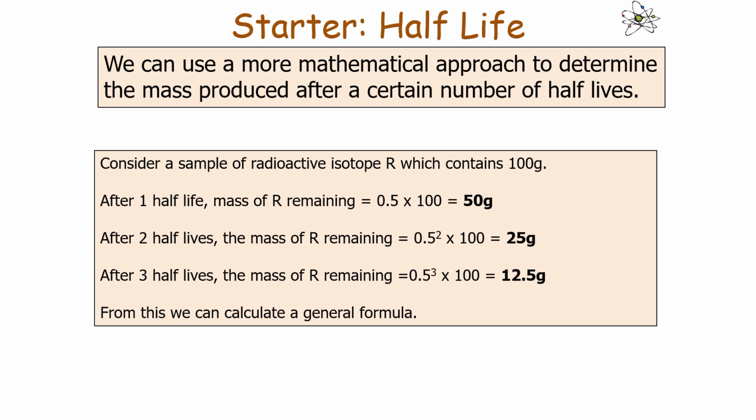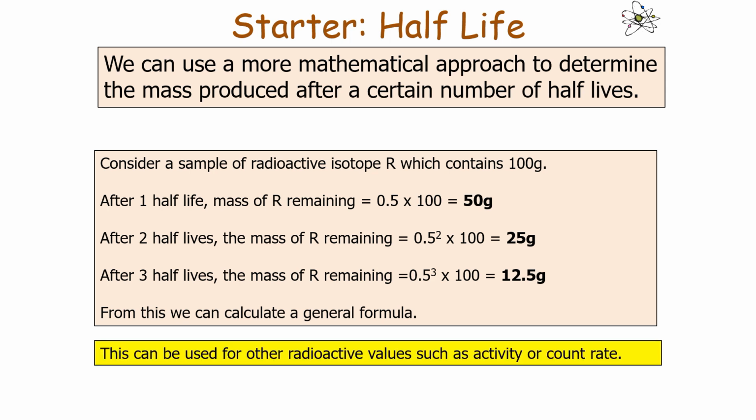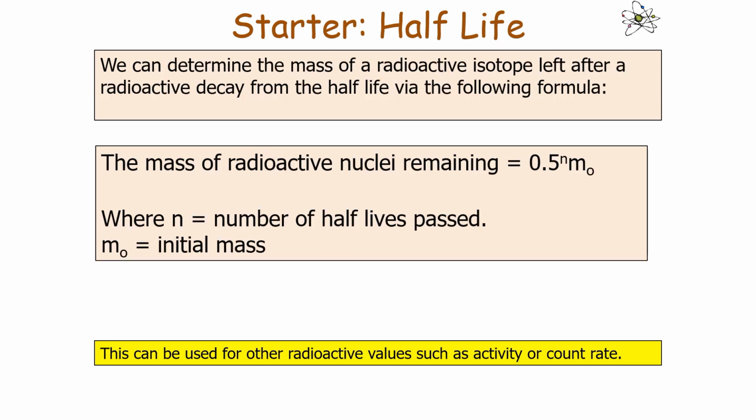So therefore we can use this idea to calculate a general formula for working out these values. Now we can do this for mass, for activity, and for count rate. So the mass of the radioactive nuclei remaining is equal to 0.5 to the power of the number of half-lives, times the initial mass. Now this could be for the count rate, or it could also be for the activity.